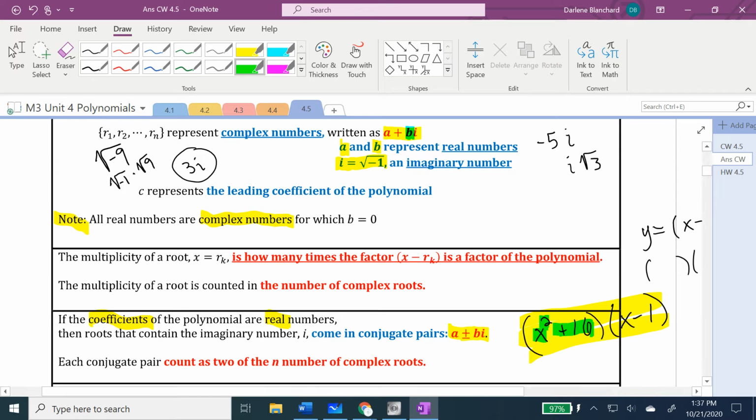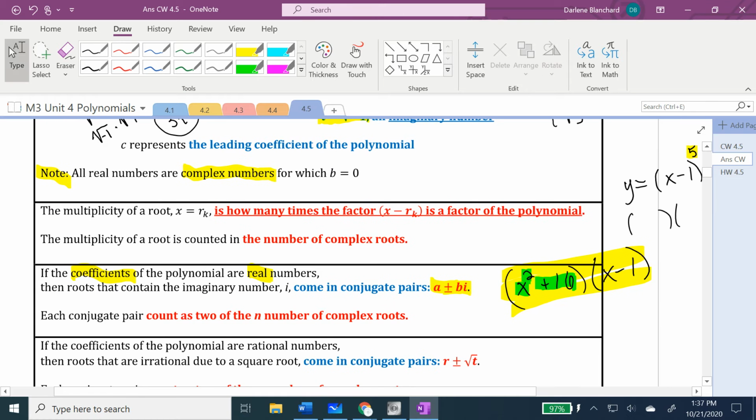But this is a degree 2 polynomial. It's a degree 2 factor. This entire polynomial is degree 3. But this quadratic has 2 complex roots. Actually, it has 2 imaginary roots. And that pair of imaginary roots are a complex conjugate.